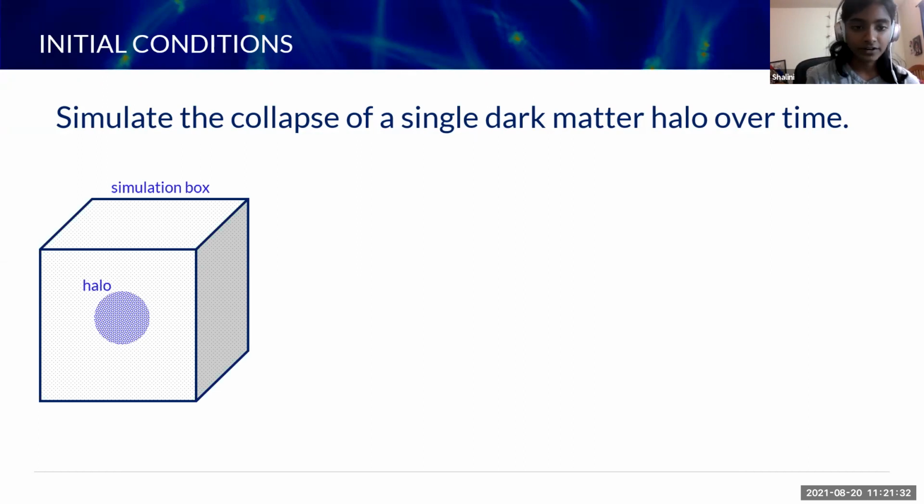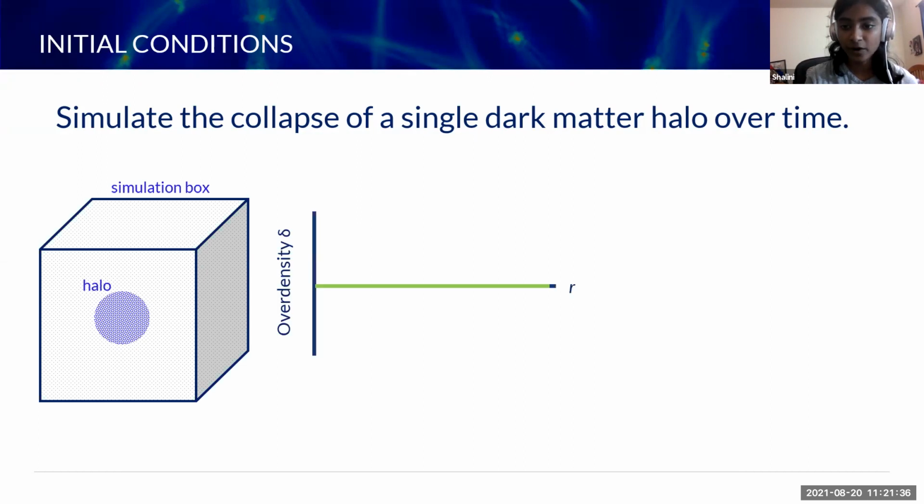And in terms of constructing the initial halo itself, we'll start with the smooth density field of particles. So here is the overdensity of the halo with respect to the distance from its center. And then we're going to perturb it so that it has a high central overdensity.